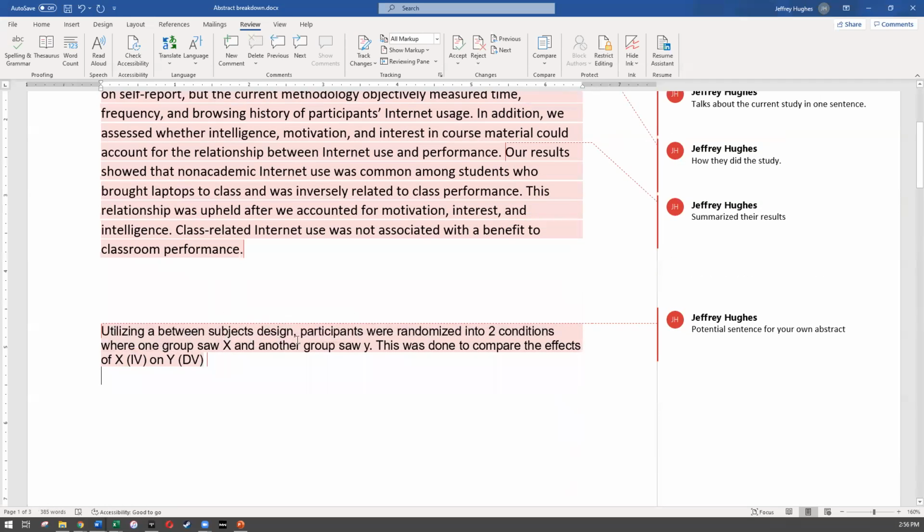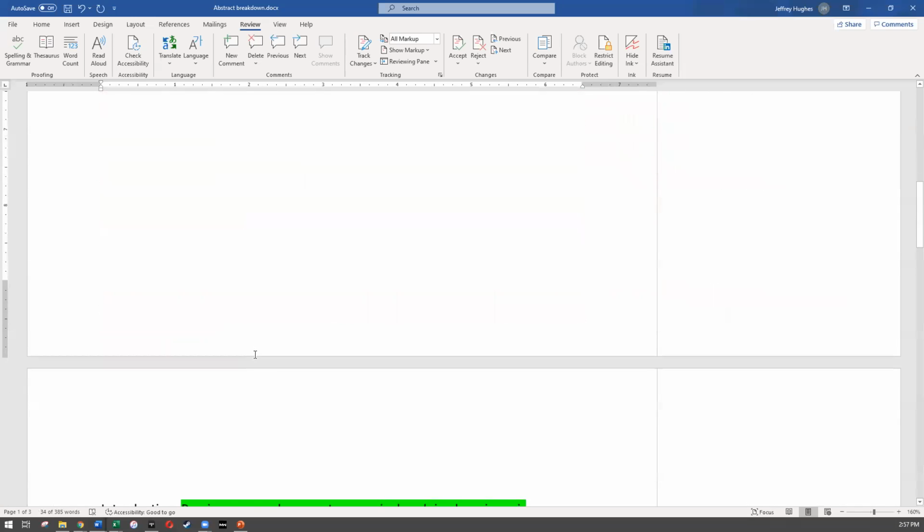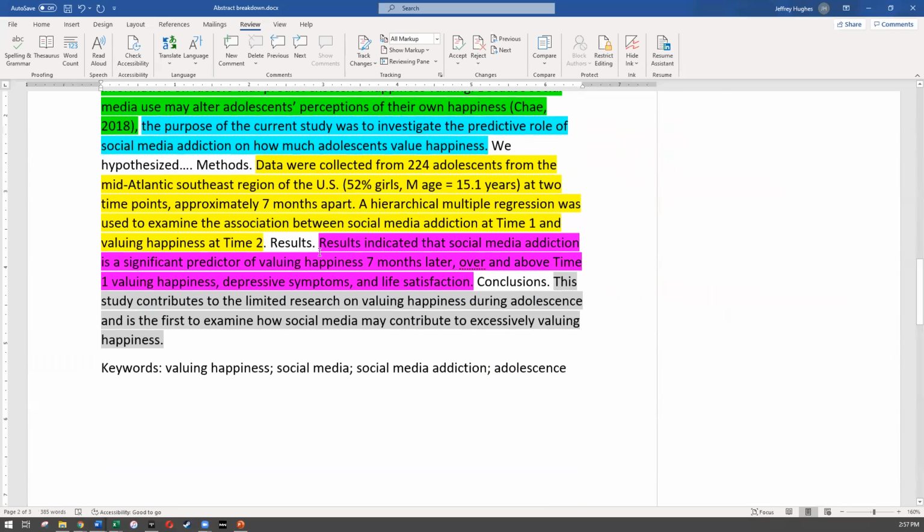Utilizing a between subjects design, participants were randomized into 2 conditions where one group saw X and another group saw Y. This was done to compare the effects of X on Y. Now, some groups, because they didn't do an independent samples t-test, maybe they did a dependent or a paired samples t-test, you can alter the sentence. But here's a great 2 sentences that you could adapt for your own abstract. Anyways, let's move on. So I have the methods. Results indicated that social media addiction is a significant predictor of valuing happiness 7 months later. And that's the main portion of the results that we actually care about. So right there, the results of my entire study in 1 sentence.